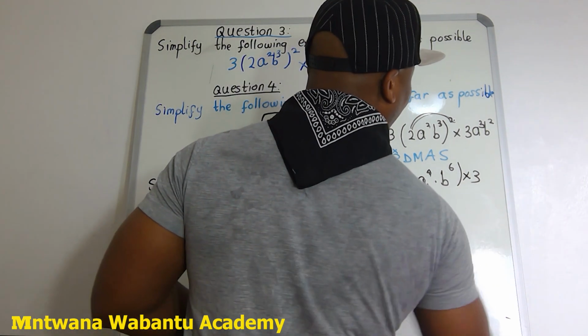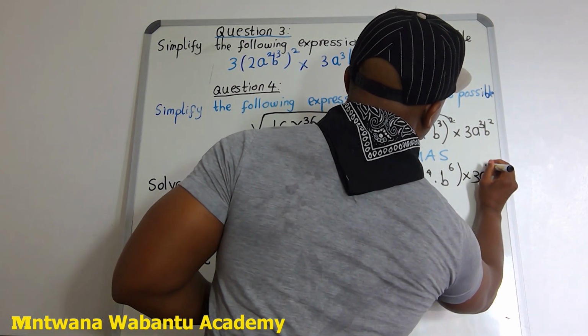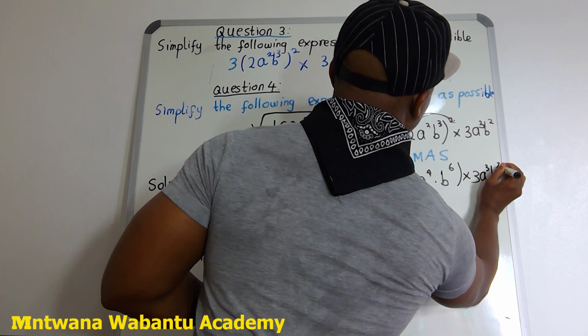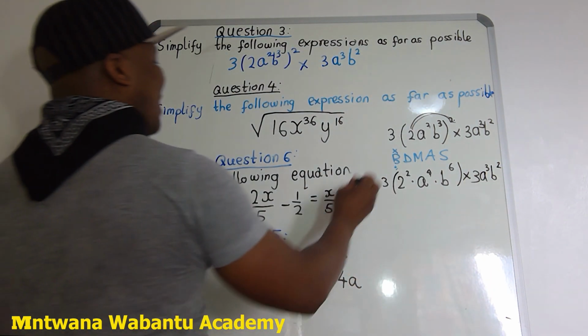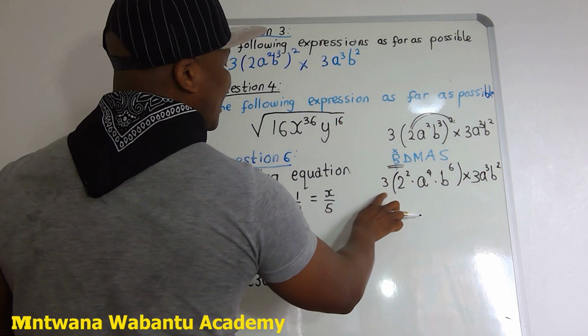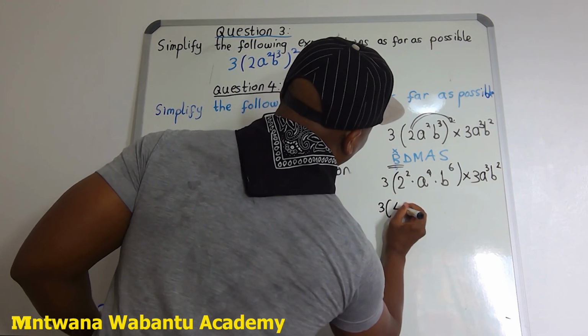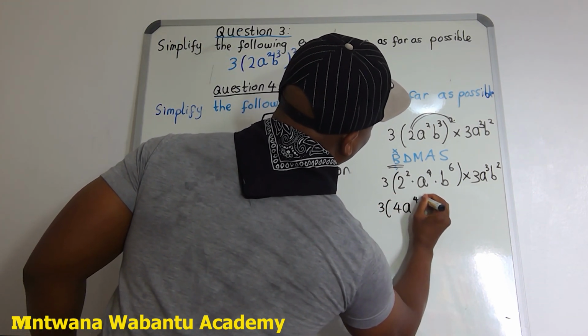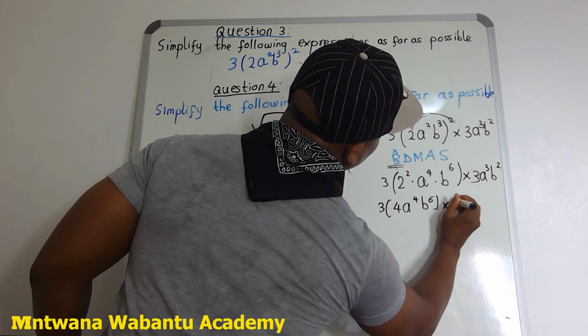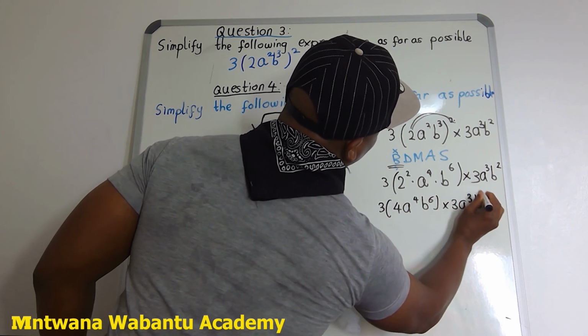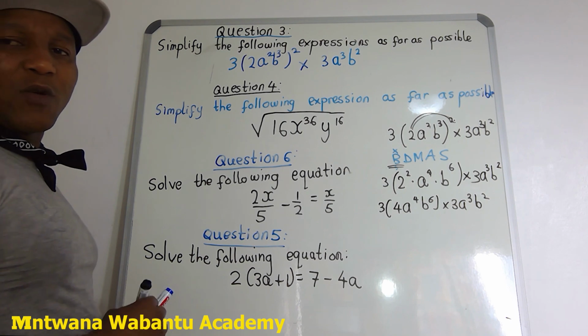Okay, by 3a cube b power square. So you see now, you still have another bracket, which is this. You must open this bracket. So 2 power 2 equal to 4. So before we open, you say this is 2 power 2 equal to 4, a power 4, b power 6, and this times by 3a cube b power square. So what we're going to do, let's open the bracket quick, okay?